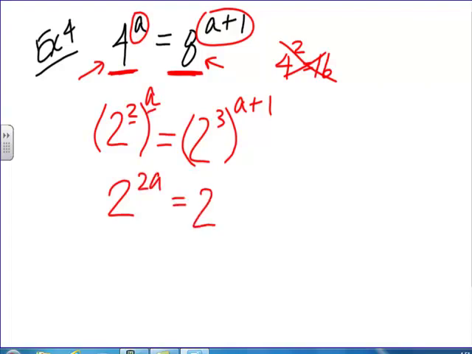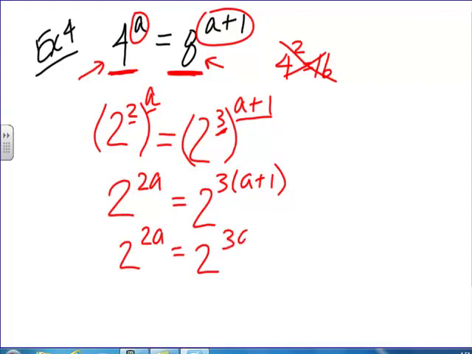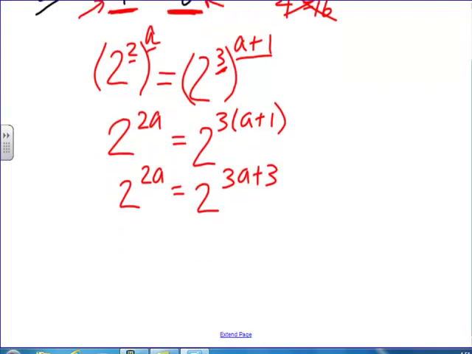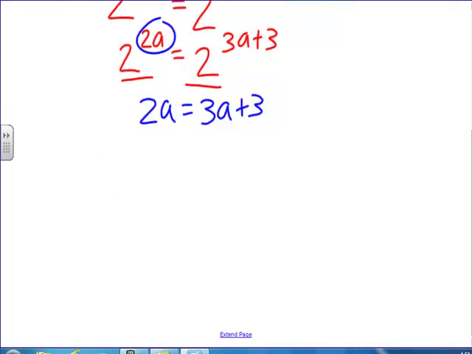And now here's yet another little danger zone. I'm going to take the power of a power and multiply, but I need to distribute my 3. So this is 2 to the 2a is equal to 2 to the 3a plus 3. A common error would be not to distribute that 3. So now all's well. I have common bases. So all I've got to do is set these exponents equal and finish the job by just solving this.